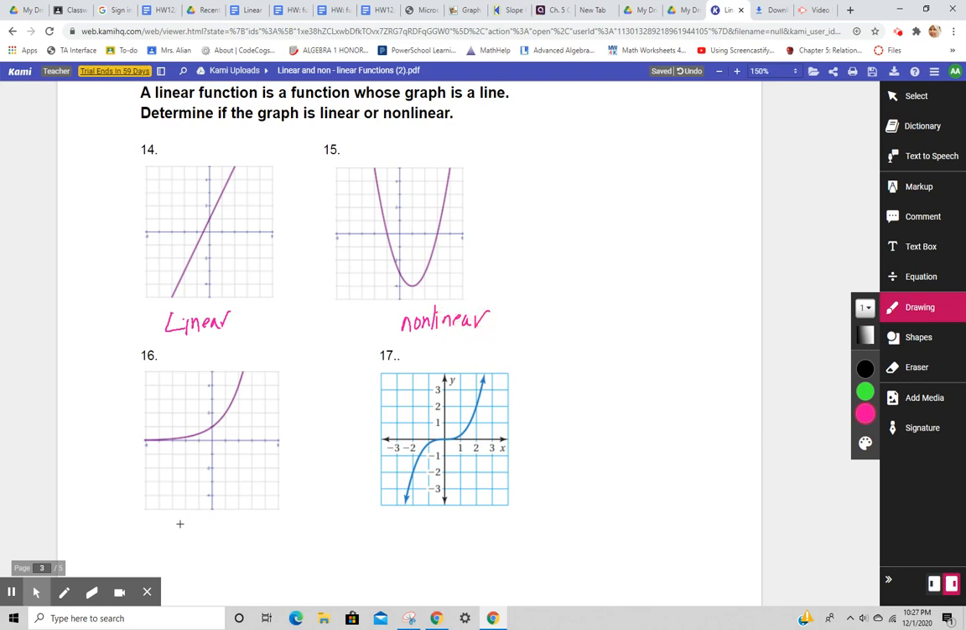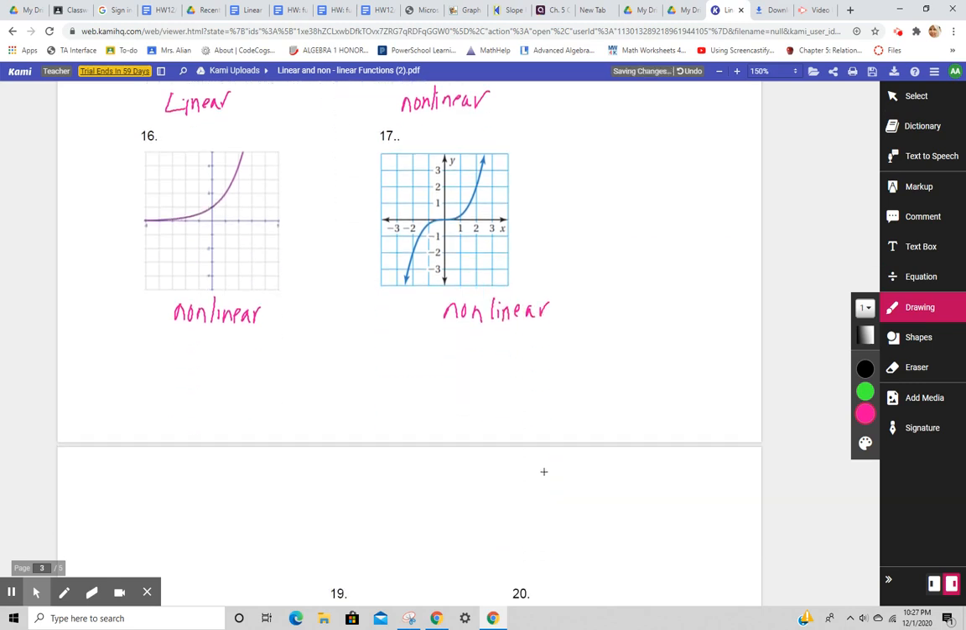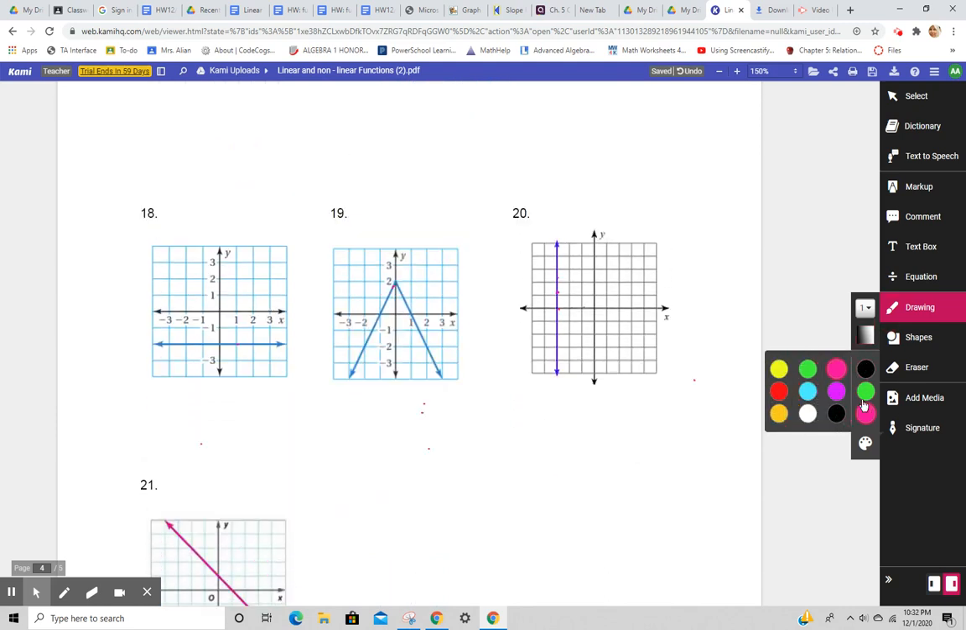What do you think this is? Said nonlinear. That is correct. What about this one? Nonlinear again. All right, let's keep going. You see this is a straight line, so this is linear. This is not a straight line. This is non-linear.